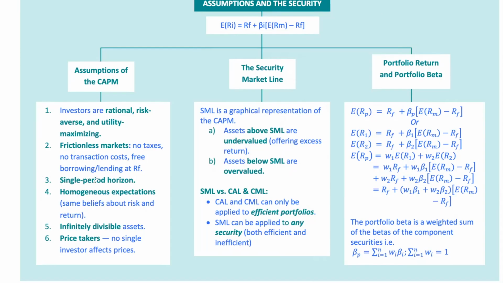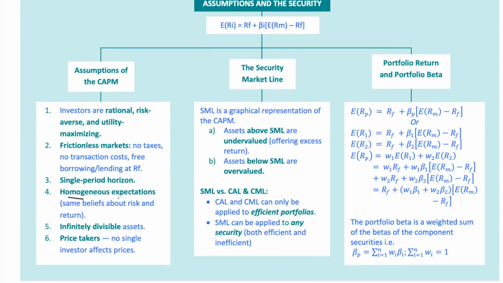Moving on, single period horizon. Everyone's investing for just one time period. Now that could be 1 year, 6 months, or whatever the analyst defines. But we're all looking at the same time frame. Of course, in the real world, investors have different goals and time horizons. Retirees, traders, students saving for grad school, all different. But for the model, we keep it clean and simple.